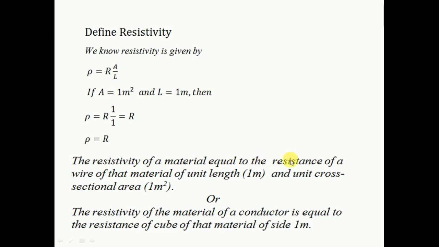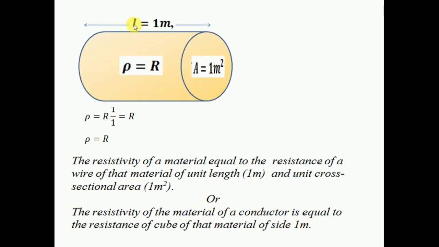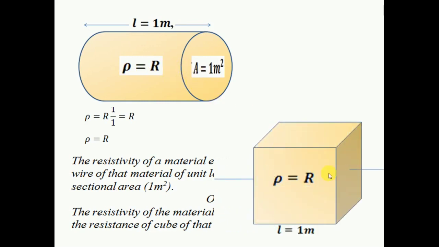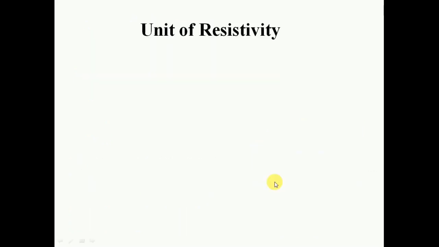So let's see the definition. The resistivity of a material is equal to the resistance of a wire of that material of unit length, that is 1 meter, and unit cross-section area, 1 meter square. In another way, you can say the resistivity of a material is equal to the resistance of a cube of that material of side 1 meter. If you take a conductor of length 1 meter and area 1 meter square, your resistivity and resistance will be equal. And instead of a cylindrical conductor, if you take a cube, the resistance of a cube of 1 meter length will be equal to the resistivity.